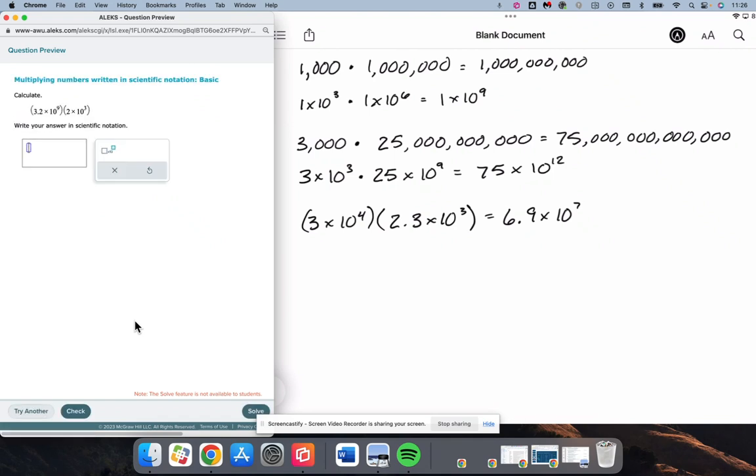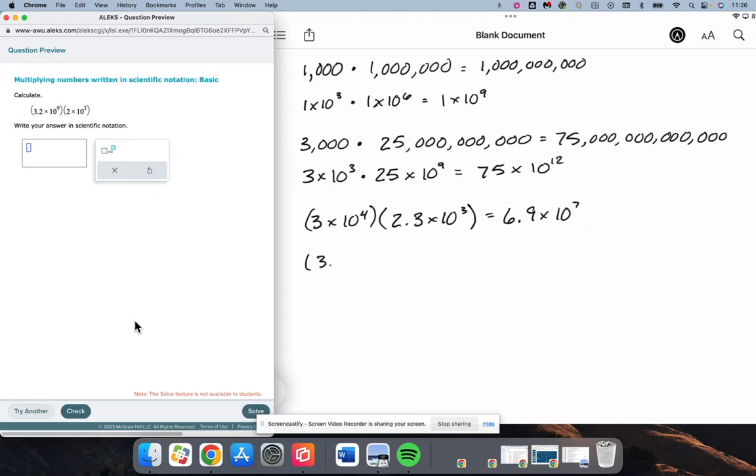And next we have 3.2 times 10 to the 9th times 2 times 10 to the 3rd. So 3.2 times 2 is 6.4. And then 9 and 3 makes a total of 12. Again, we would have 9 zeros with the number on the left and 3 zeros with the number on the right, making a total of 12 zeros.